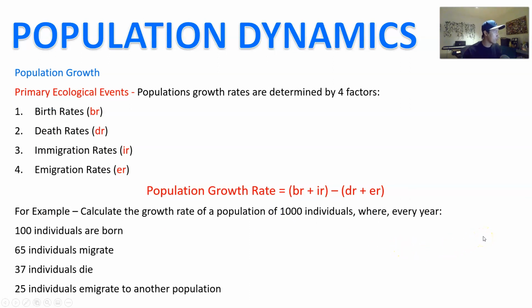Primarily speaking though, when we look at population growth, there are two things to consider: primary ecological events and secondary ecological events. Primary ecological events are the 4 things that really affect a population at a primary level, right? And that is how many individuals are being born in the population, or birth rate, how many individuals are dying, the death rate, the immigration rate, how many individuals are moving into that population from somewhere else, and how many individuals are leaving. And in general, a population will grow when the birth rate and the immigration rates are higher than the death rates and the emigration rates, right? So, you add birth rates and immigration rates, and then you take away death rates and emigration.